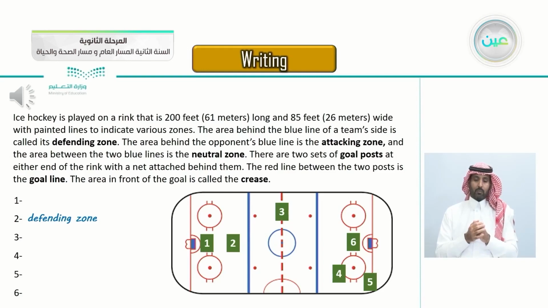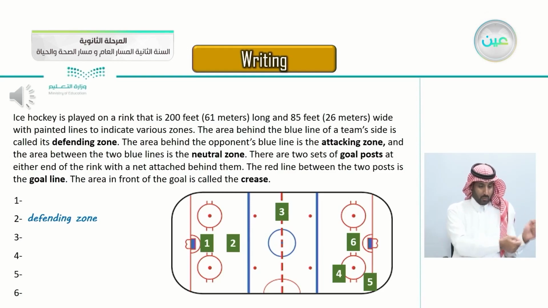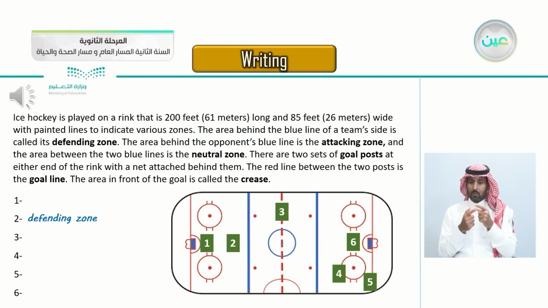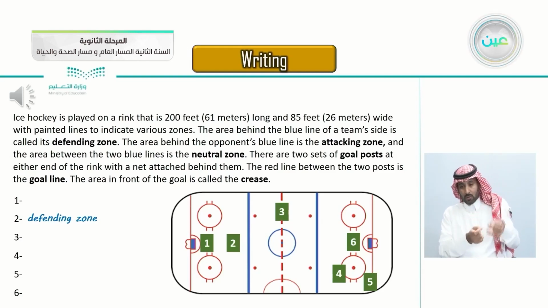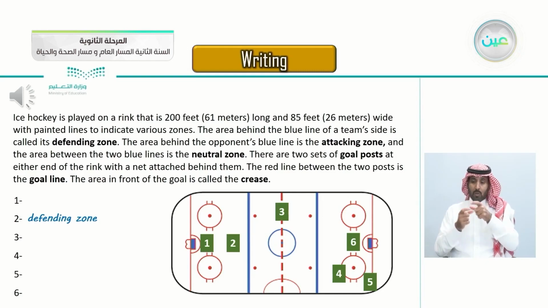So let's listen to it together. Ice hockey is played on a rink that is 200 feet, 61 meters, long and 85 feet, 26 meters, wide, with painted lines to indicate various zones. The area behind the blue line of a team's side is called its defending zone. The area behind the opponent's blue line is the attacking zone, and the area between the two blue lines is the neutral zone. There are two sets of goal posts at either end of the rink with a net attached behind them. The red line between the two posts is the goal line. The area in front of the goal is called the crease.